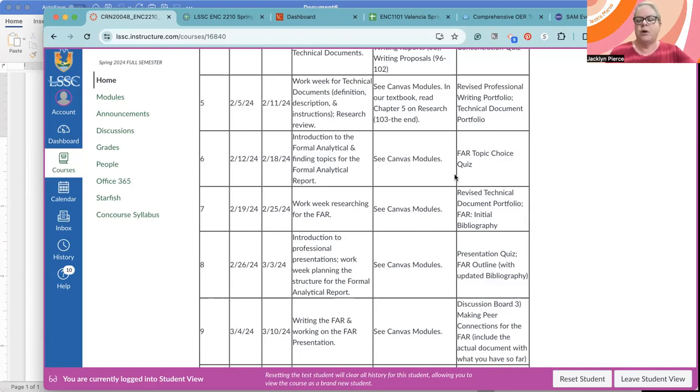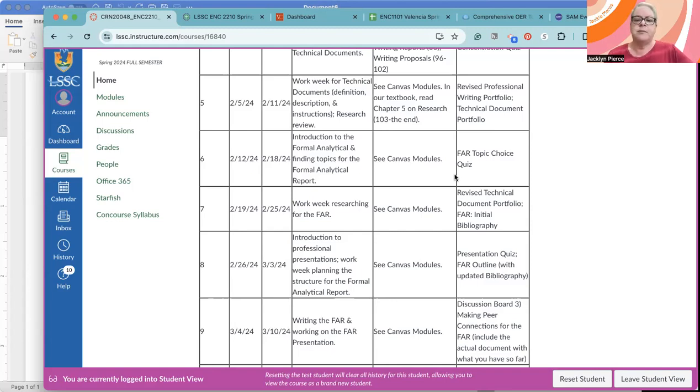The formal analytical report is exactly what it sounds like. It is you taking an issue or a problem or a question from your field of choice and analyzing it using research and other skills, your own analysis skills, for example. The formal analytical report has a sort of set formatting, like here's the things that you would cover in a formal analytical report. But some of those may or may not be relevant depending on what you're talking about.